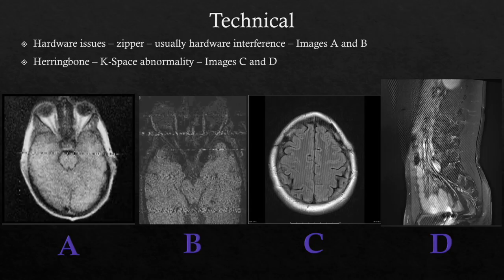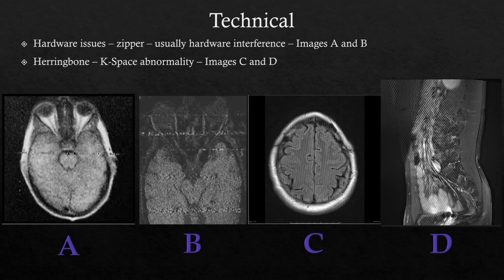And finally, moving on to some technical artifacts. So here's an example of a hardware issue. Images A and B are demonstrating something that is called a zipper artifact. This is usually something involving electrical equipment, so an anesthetic machine too close to the gas lines, or a fault on something electrical. We've had blown light bulbs before, although these days most of our light bulbs are LED, so this has definitely reduced in frequency since that change has been made to the more modern LED light bulbs.